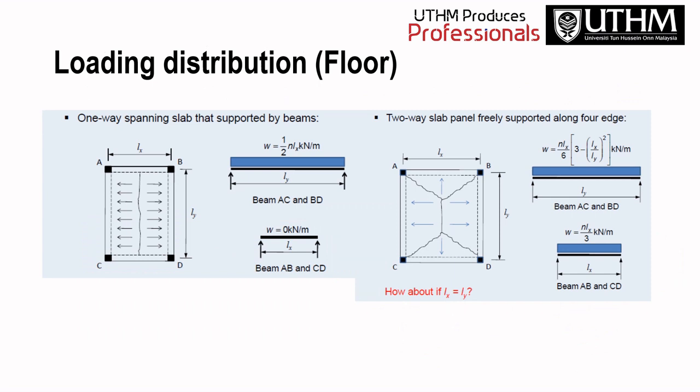For a one-way spanning slab supported by the beams, we can see that W is equal to 1/2 times n, which is the load you calculate, times Lx, the length of the span, and the unit is kilonewton per meter. This is only for the beam of Ly. As I explained before, if it's a one-way slab, the load will distribute to the longest edges here and here, AC and BD. Half goes to the left and half to the right, and Ly and Lx will get none.